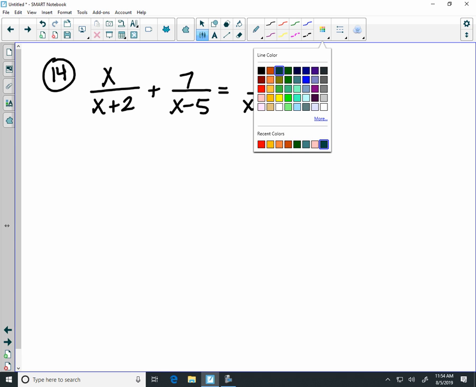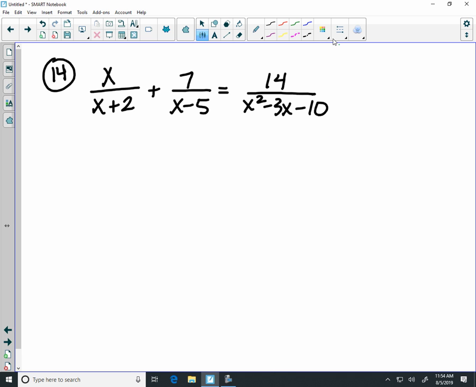The first thing you want to do in order to cancel denominators is factor anything that is factorable. For this problem, x plus 2, already a binomial. X minus 5, already a binomial. This guy is not. This is x, let's see, two numbers that multiply to negative 10 and add to negative 3. X minus 5 and x plus 2.